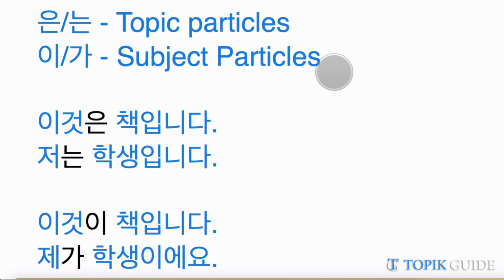So I will just say that they are almost the same. In most of the situations, 은 and 는 can be replaced with 이 and 가, and 이 and 가 can be replaced with 은, 는. So you don't have to worry about that. For example, in this sentence, 이것은 책입니다. This is a book. But you can also say 이것이 책입니다. And they are both fine. 저는 학생입니다. I am a student. 제가 학생입니다. 제가 학생이에요. Both are fine. No problem at all. So, in most of the situations, they are very similar.